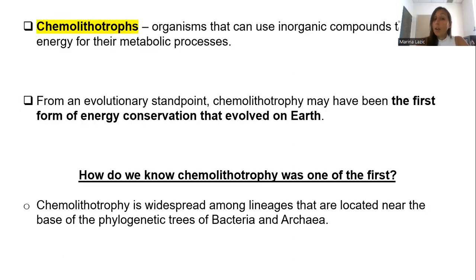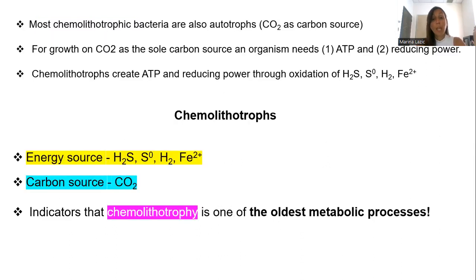So chemolithotrophs are organisms that can use inorganic compounds to obtain energy for their metabolism. And from an evolutionary standpoint, chemolithotrophy may have been the first form of energy conservation that evolved on Earth. If you want to know how we know that these chemolithotrophs were the first, we know because chemolithotrophy is very widespread among those lineages that are at the bottom of the phylogenetic tree, and they are present in bacteria and archaea. That means that they developed very early from a common ancestor.